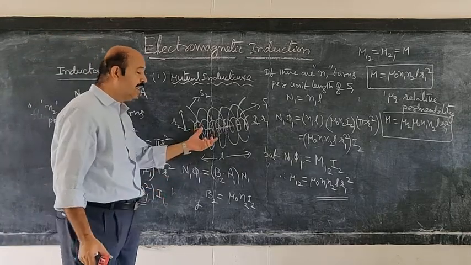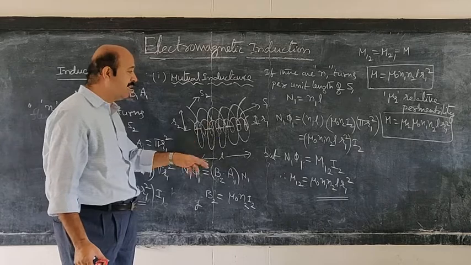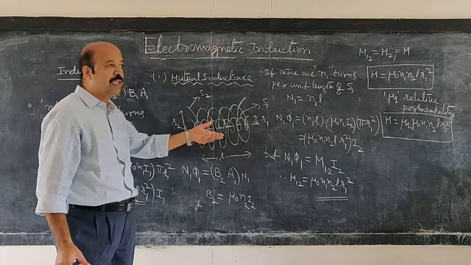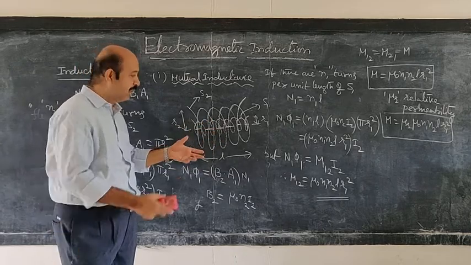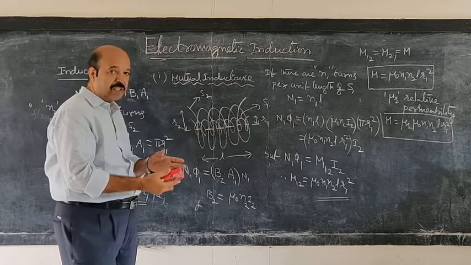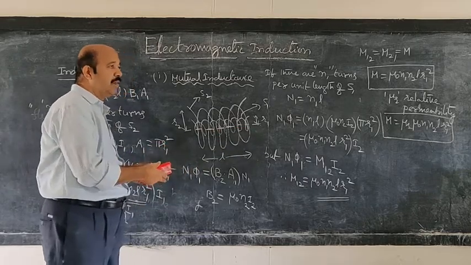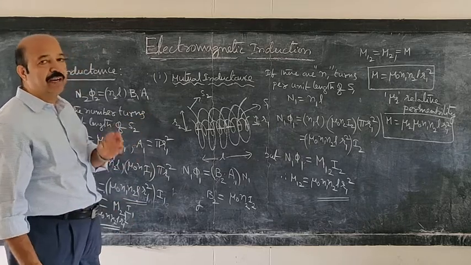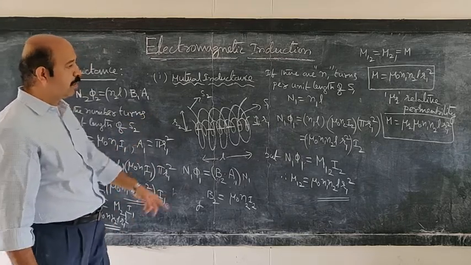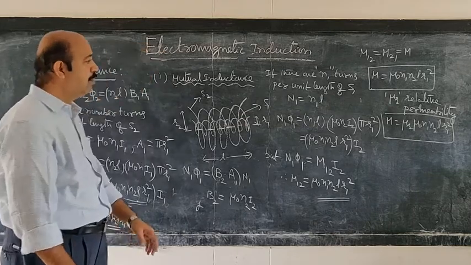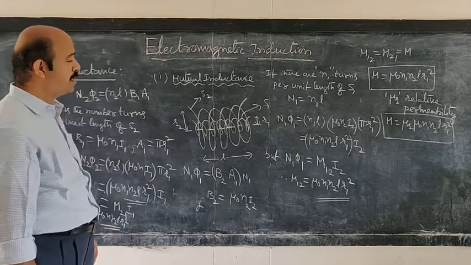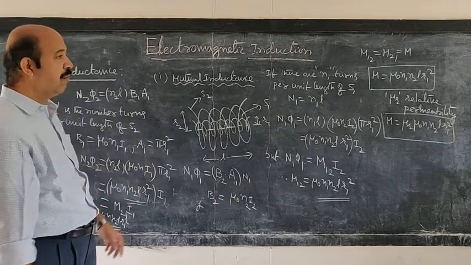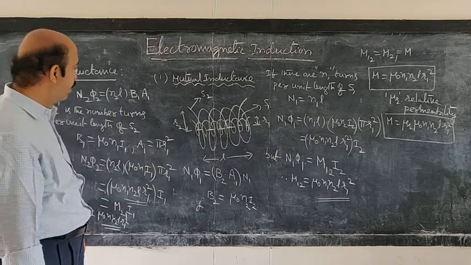Here we neglected the edge effects, considering that the radius of the coils is far less than the length of the coils. So that's why we took coils which are very long and whose radius are very small compared to their lengths. So in that way we can find out mutual inductance of two coils wound one over the other.